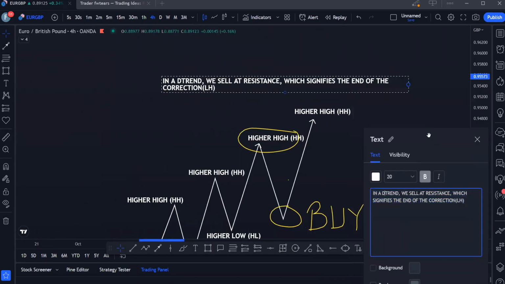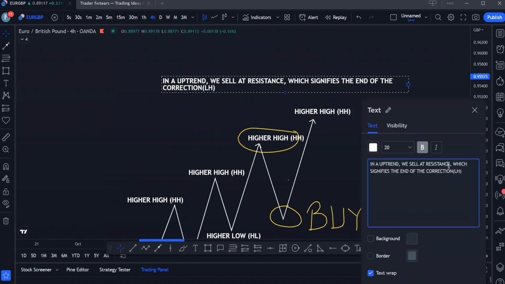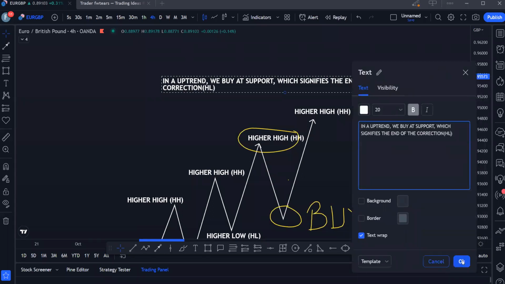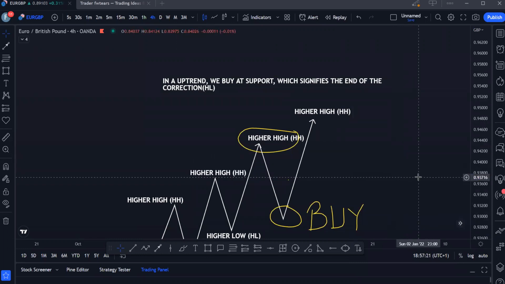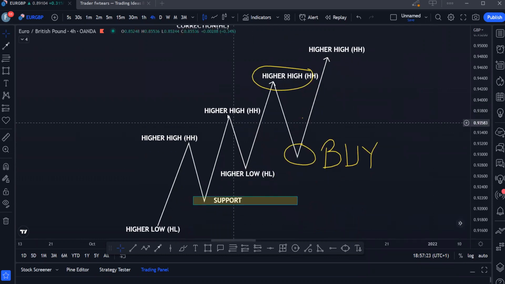In an uptrend, we buy at support. We buy at support, which signifies the end of the correction. In this case, higher low. So that means when price is in an uptrend, you always want to wait for price to correct into a higher low before you look for buy opportunities.